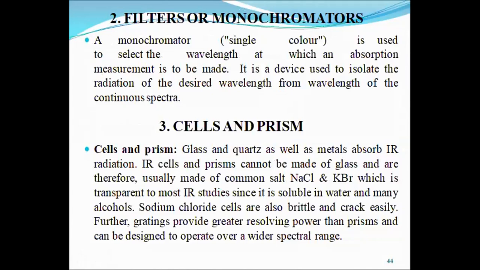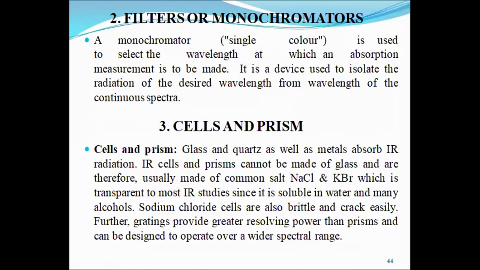Next, we have monochromators, and the role of the monochromator was very well understood when we were studying UV-visible spectroscopy. The monochromator is used to select a particular, monochromatic wavelength. What is a monochromatic wavelength? Single wavelength light is monochromatic radiation. So it is a device used to isolate the radiation of a desired wavelength from the wavelengths of the continuous spectra.